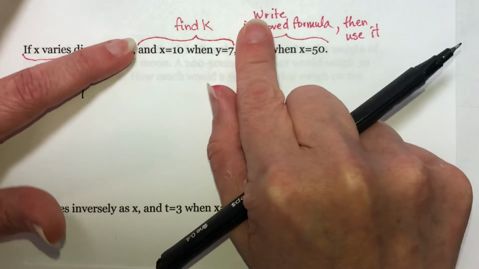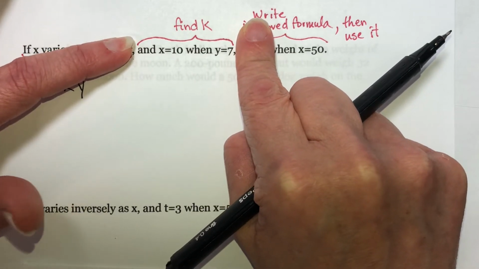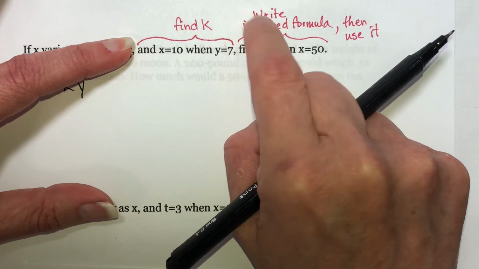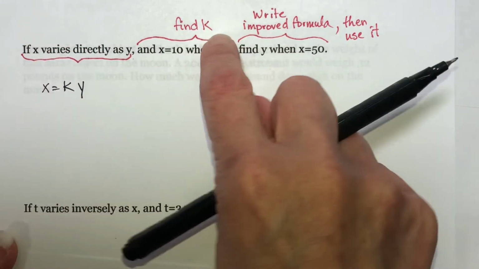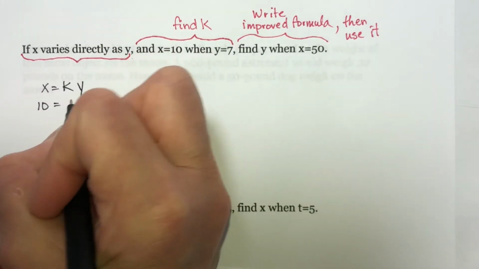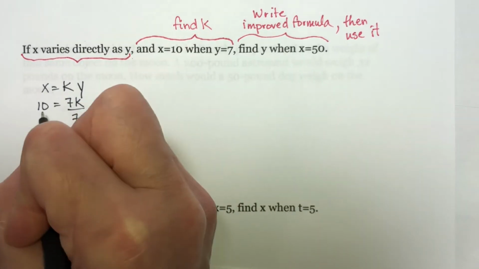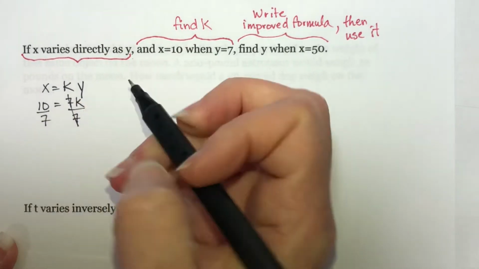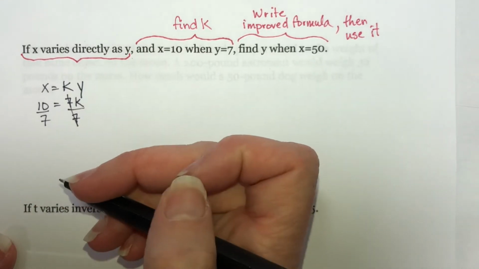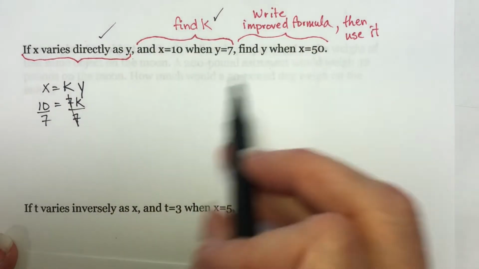Okay, now let's use the second bit. X equals 10 when Y equals 7. So we're going to plug in X equal to 10 and Y equal to 7, and that will be enough information for us to find our constant. So X is 10 when Y is 7, so that's 7K. We can divide both sides by 7, and I know that my K value is 10 over 7. Okay, so I've used this now. I've done this step, I've done this step, now I just have this one.